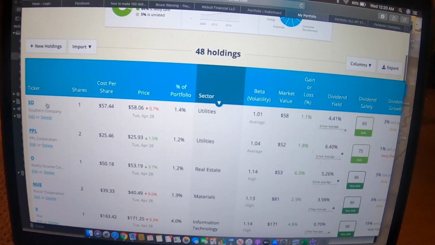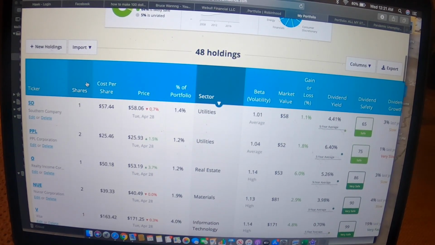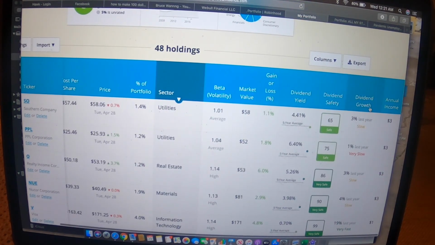As you can tell, the ticker symbols are over here, number of shares, cost per share, price, the percentage of my portfolio, and the sector they're in. We've got market value, gain and loss, the dividend yield, the dividend safety score here, the dividend growth, and the annual dividend income.